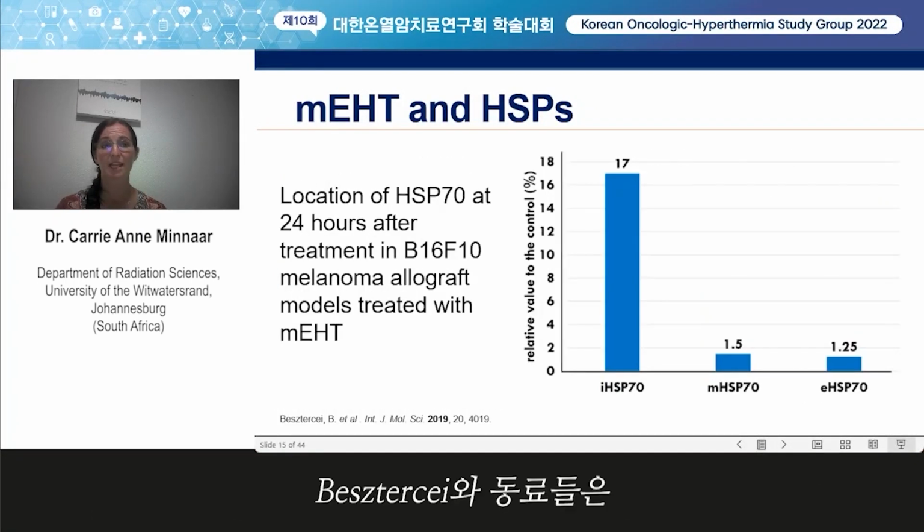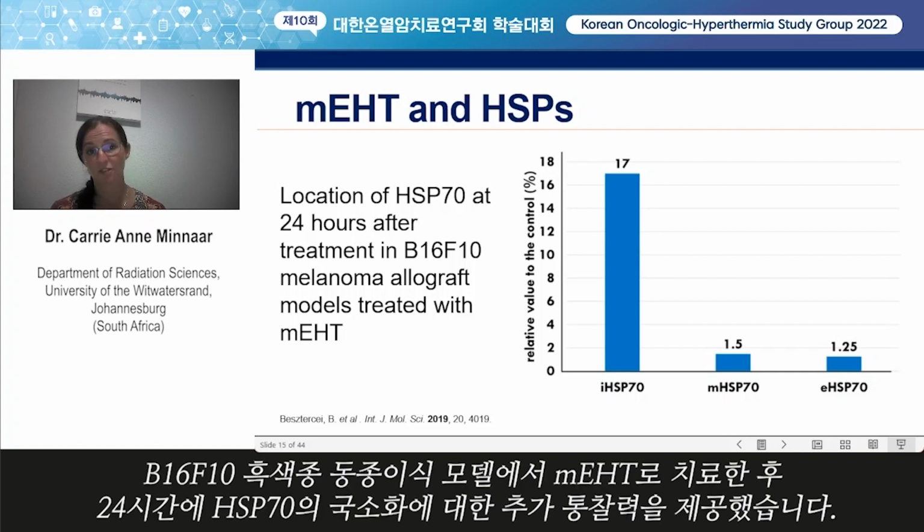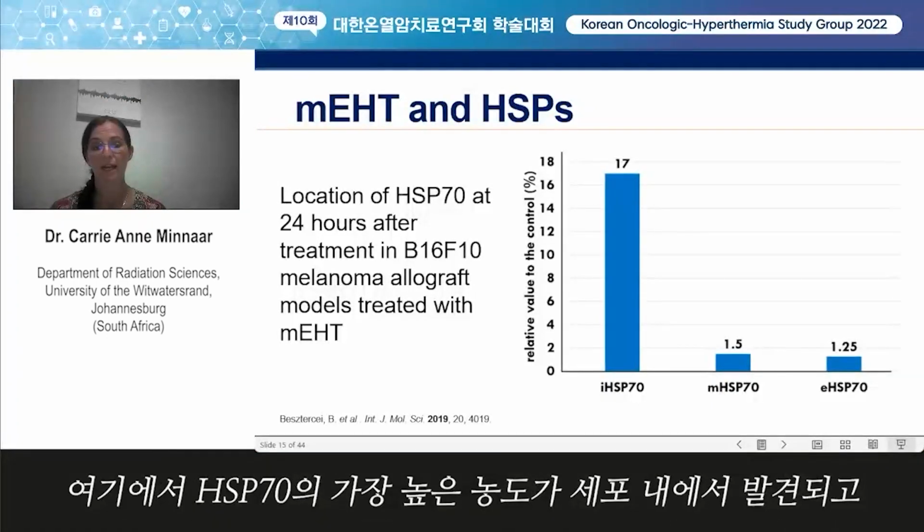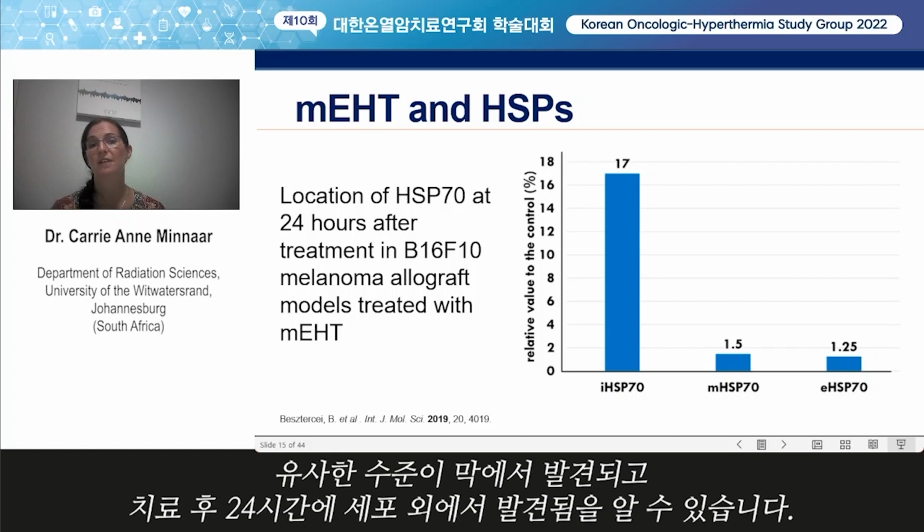So following that, Bestati and colleagues provided further insight into the localization of HSP70 at 24 hours after treatment with MEHT in the B16F10 melanoma allograft model. Here we see the highest concentration of HSP70 is found intracellularly, with similar levels found on the membrane and extracellularly at 24 hours post-treatment.